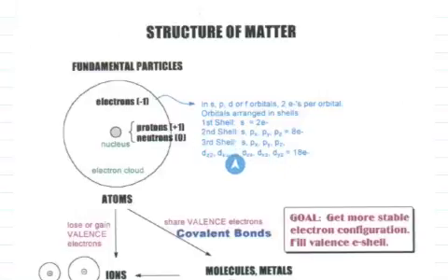And our third shell has the s, px, py, pz, dz2, dx2 minus y2, dxy, dxz, dyz, which gives us 18 electrons. Remember, the d orbital has 5 suborbitals.